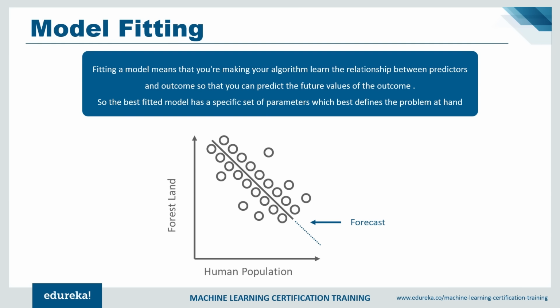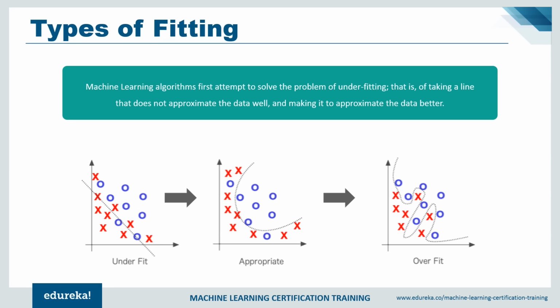Now let's have a look at the types of fitting available. Machine learning algorithms first attempt to solve the problem of underfitting, that is, taking a line that does not approximate the data well and making it approximate the data better. The machine does not know where to stop, and it can sometimes go from an appropriate fit to an overfit model. When we say a model overfits a dataset, we mean that it may have a low error rate for training data, but it may not generalize well to the overall population of data we are interested in. So we have underfit, appropriate, and overfit. These are the types of fitting.